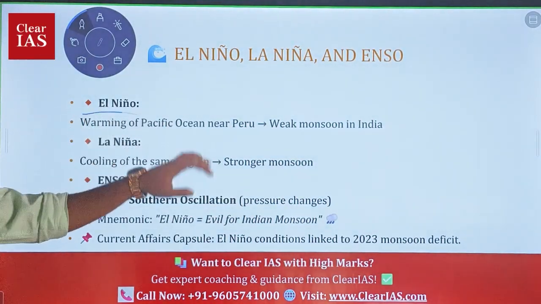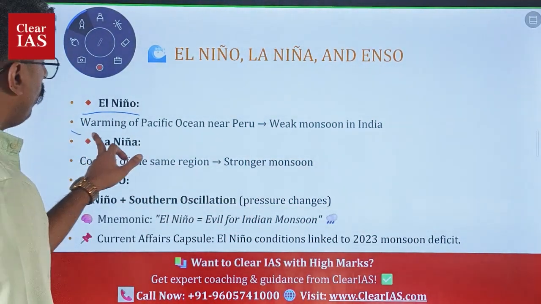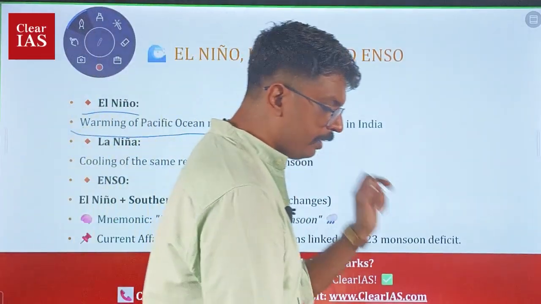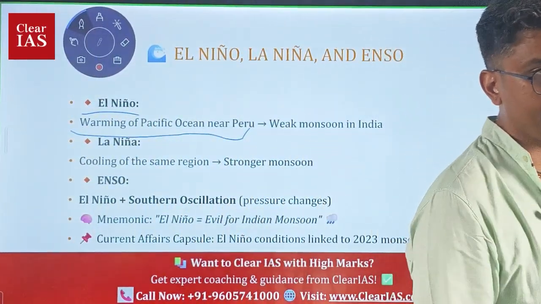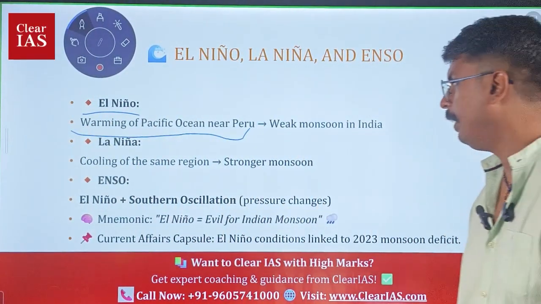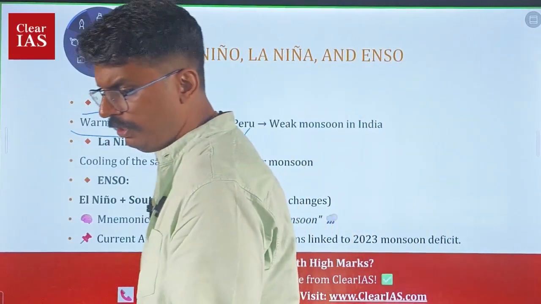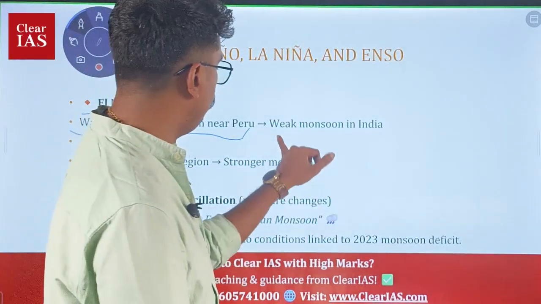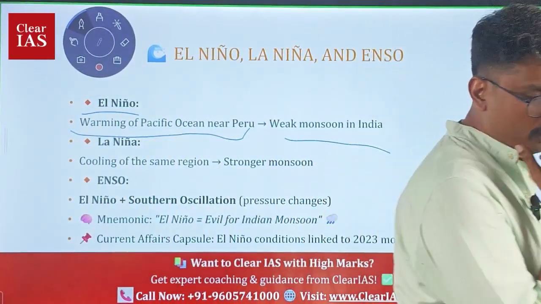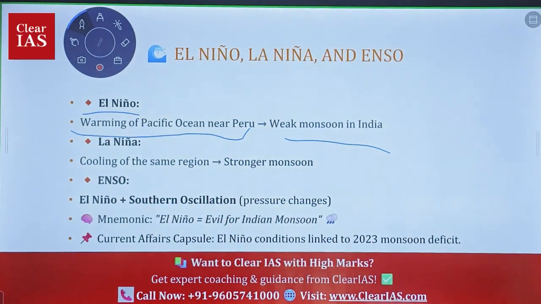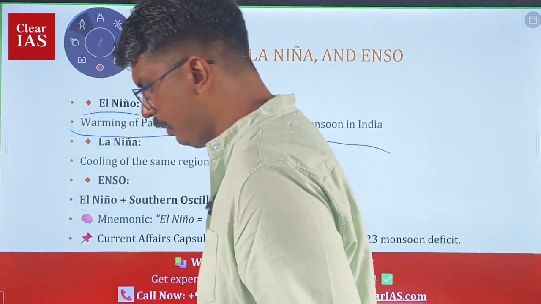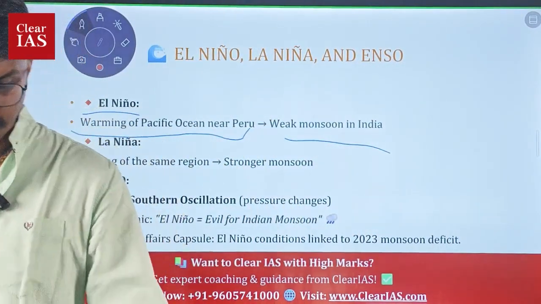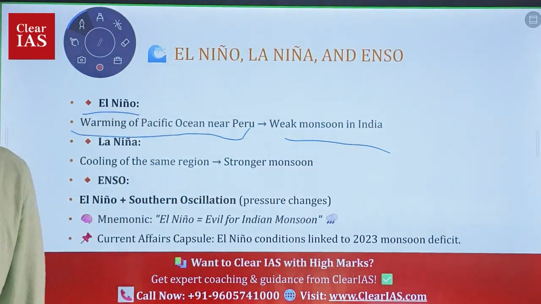So write down El Nino, warming of the Pacific Ocean near Peru, the opposite condition. And what will happen? A weak monsoon in India.